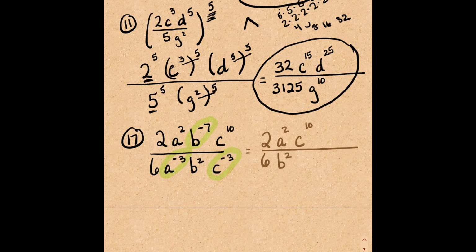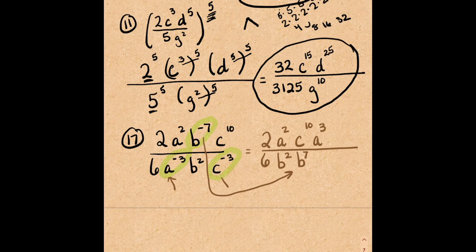B to the negative 7 is unhappy. B to the 7th. So notice, as soon as I put this guy in the bottom, the negative is gone because it's happy. Okay? Let's deal with a to the negative 3. Is a to the 3rd. As soon as I put it up there, it's happy. So I take away the negative.